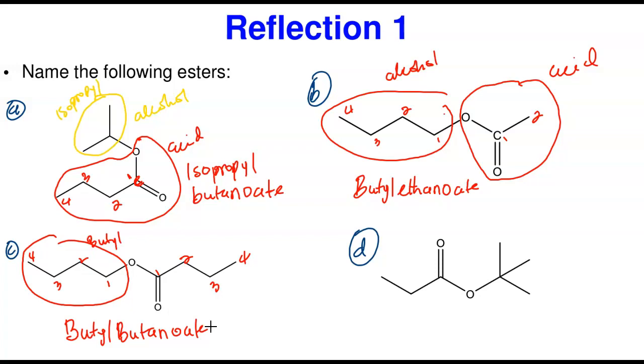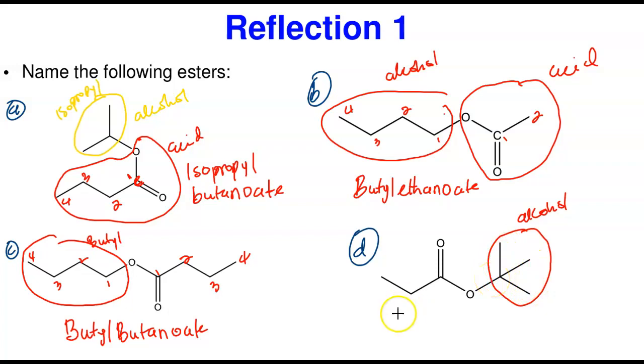Now, the last one in this page again, to name it. Okay, let's see. Now, this is the part contributed by the acid because there is a carbonic carbon here and this oxygen. So we know this is from the acid. Therefore, this is from the alcohol. This is the part from the alcohol. And what do we call this? This is 1, 2, 3, 4. So this is tert-butyl.